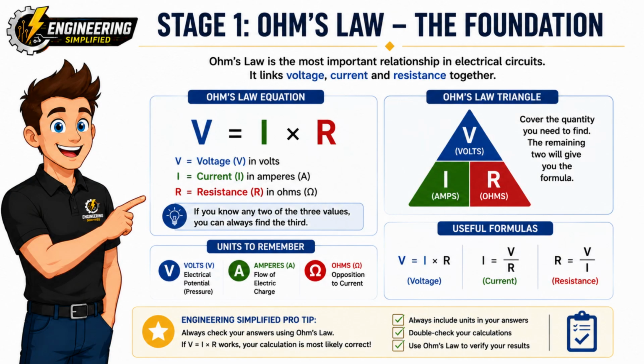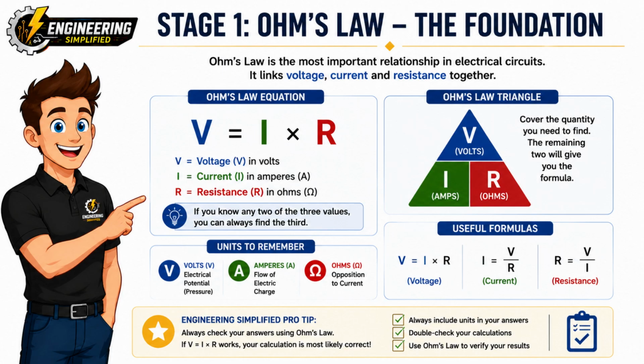Before we start solving resistor circuits, we need to understand the most important equation in electrical engineering, Ohm's law. Ohm's law describes the relationship between voltage, current, and resistance. Once you understand how these three quantities work together, you'll be able to solve almost any basic electrical circuit. The equation is simple. Voltage equals current multiplied by resistance, or V equals I times R.